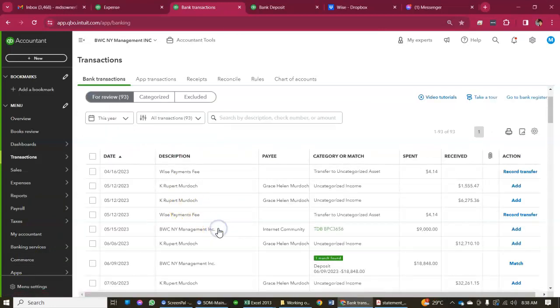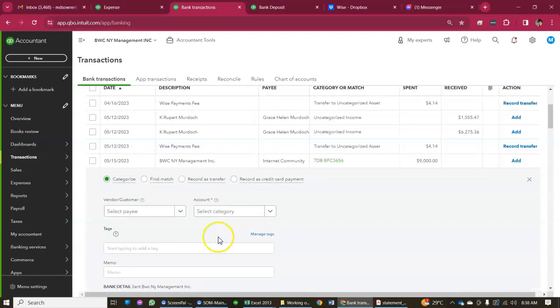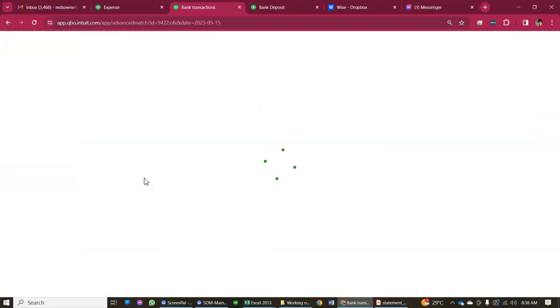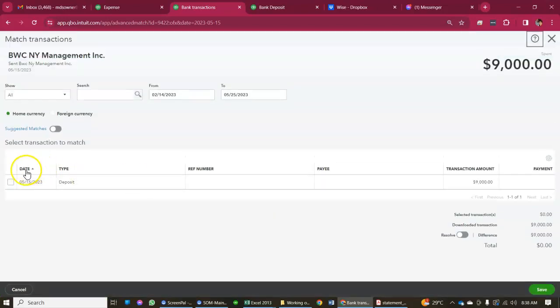Okay, so this is the amount that is created. So try to match that. Okay, and so you identify this one. Okay, then save. That's it.